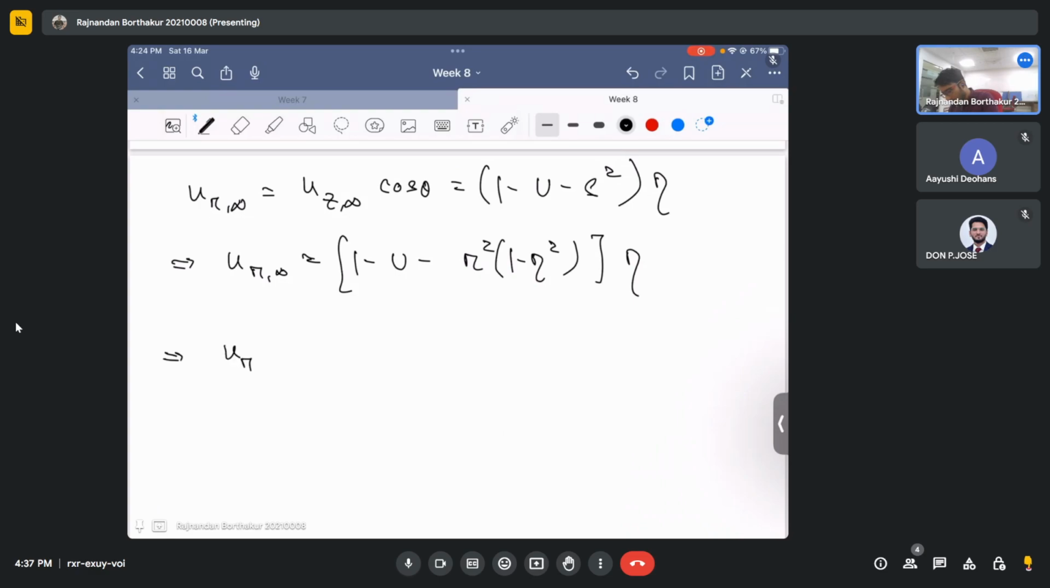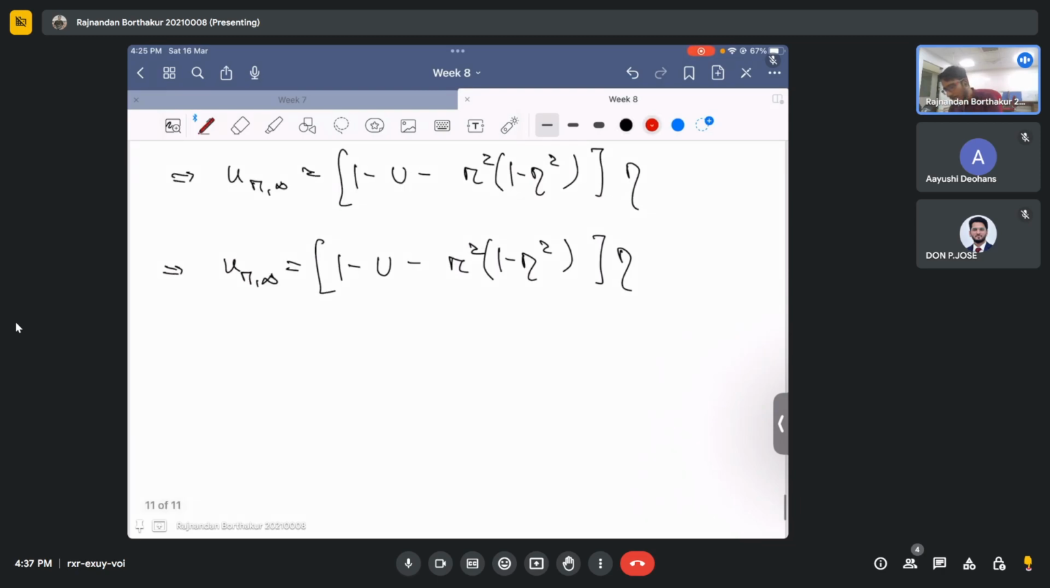ur infinity is nothing but, I'll just write it here once again, 1 minus u minus r squared times 1 minus eta squared, multiplied by eta. So this is ur infinity. Again, I would repeat that this u is a priori unknown, as I have said. And this can be obtained. So this is the final task.